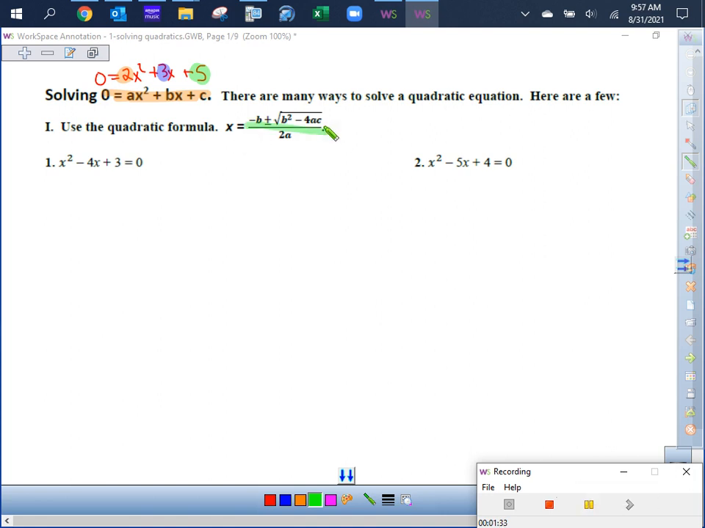Here's how the quadratic formula is going to work. First thing first, we have to have a quadratic equation, and it must be equal to 0 first. So I call it ready to run. Being ready to run means it's equal to 0. Is this guy ready to run? Yep.